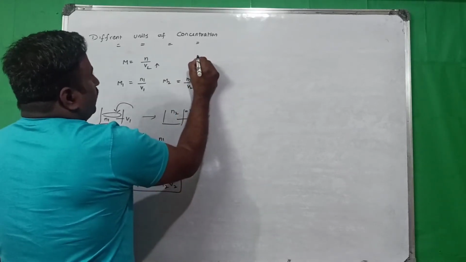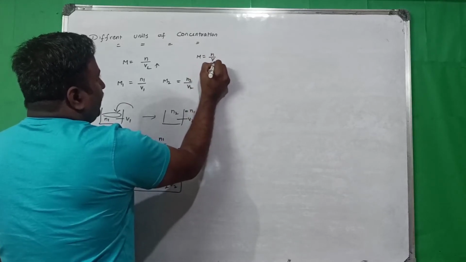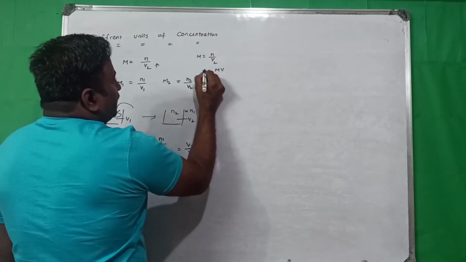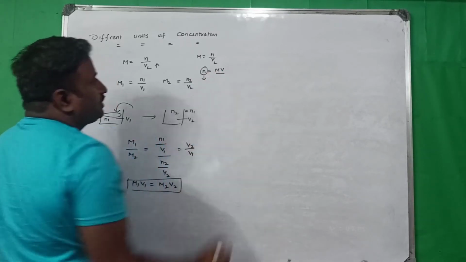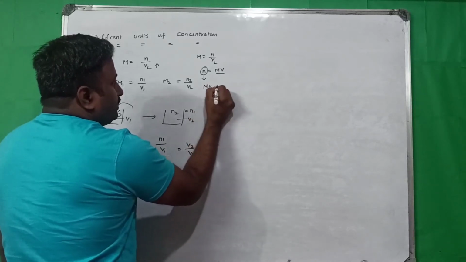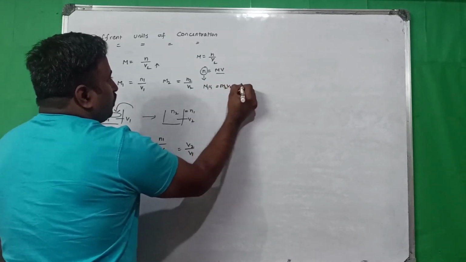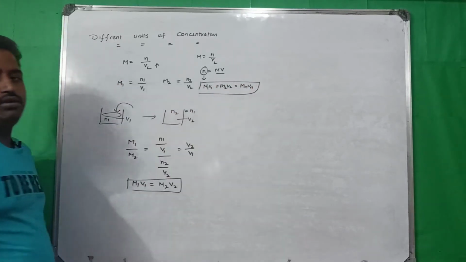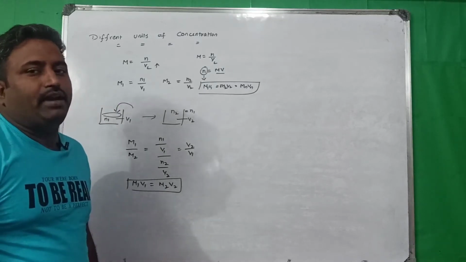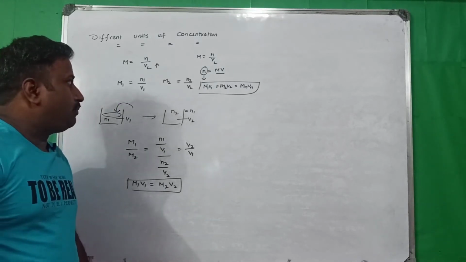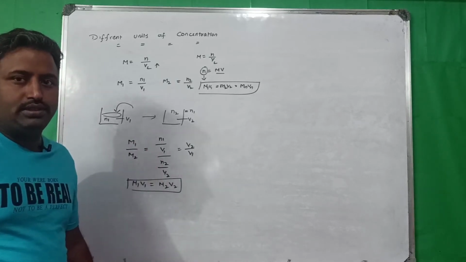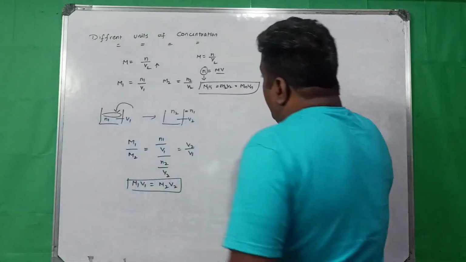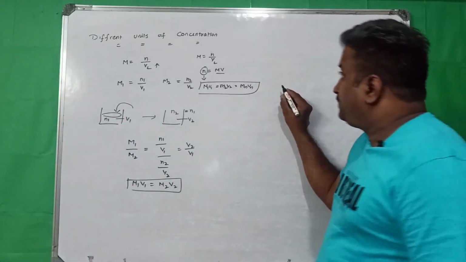Since M is equal to N by V in liter, so N is equal to M into V. Since number of moles is constant, MV becomes constant. Then M1 V1 is equal to M2 V2 is equal to so on Mn Vn. Same solution, how many times you dilute, the number of moles of solute in it will not change. So that is about comparing two solutions, the same solution when it is diluted and created new solution. Now let us solve one question based on this.